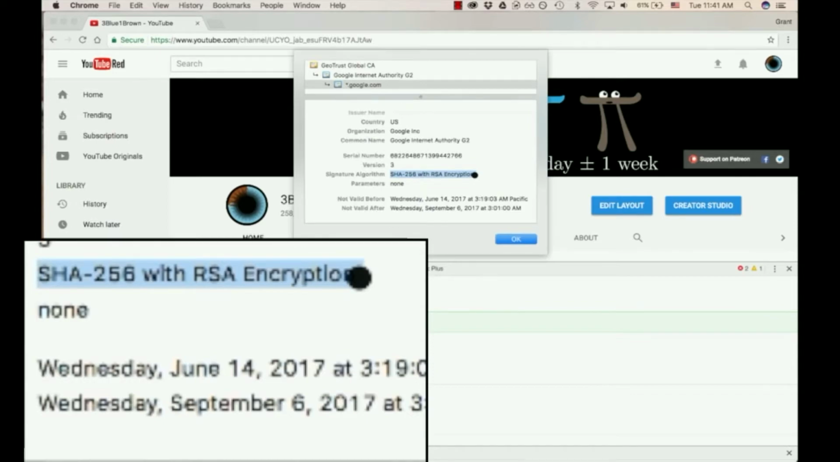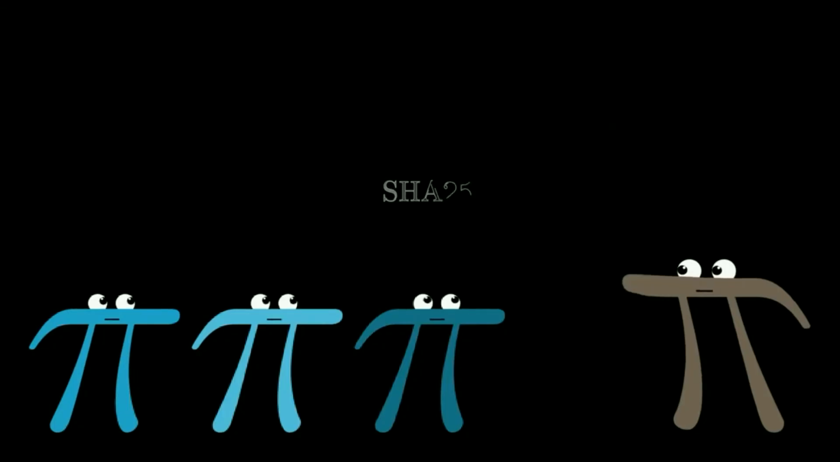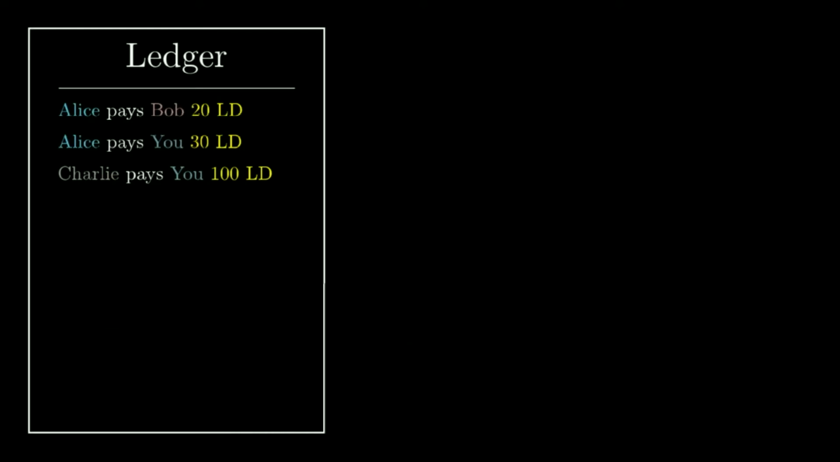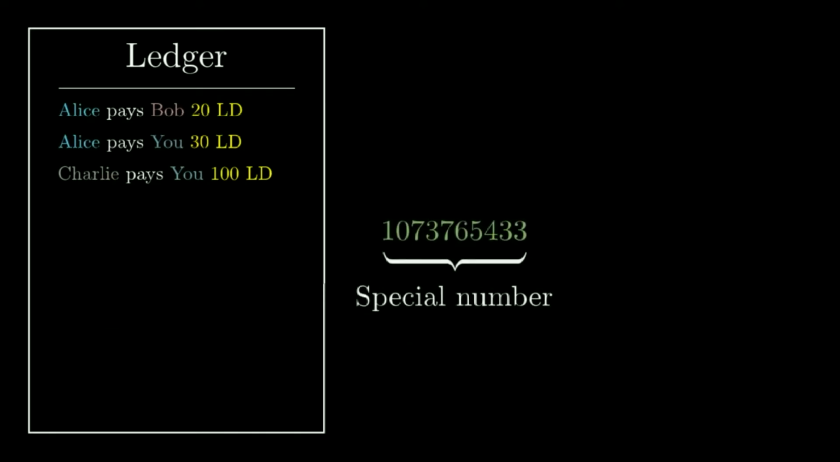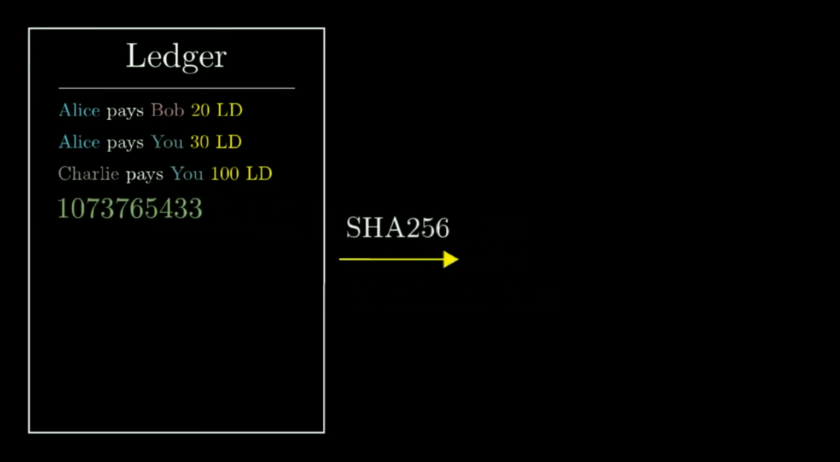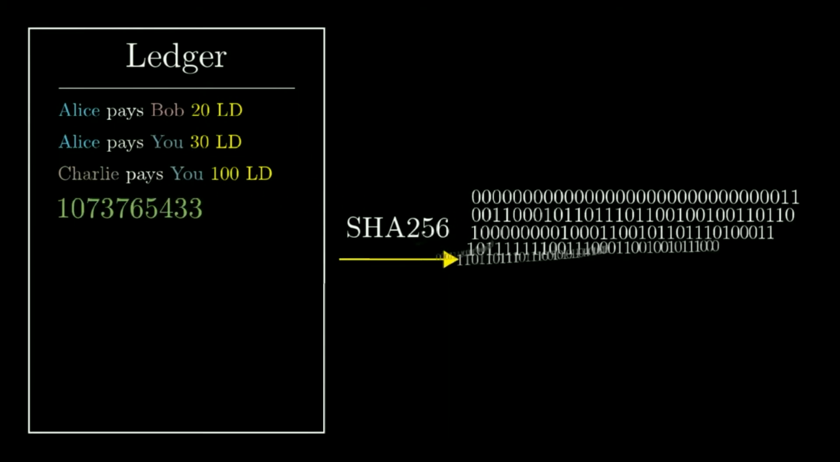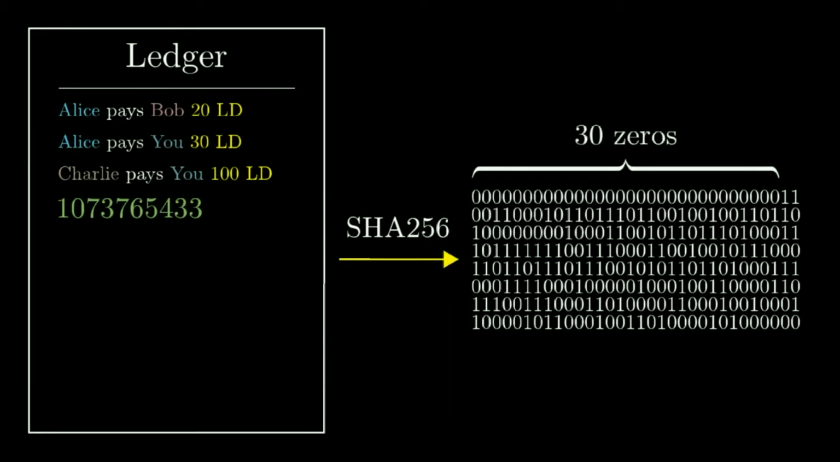For right now, our focus will just be on how such a function can prove that a particular list of transactions is associated with a large amount of computational effort. Imagine someone shows you a list of transactions, and they say, "Hey, I found a special number so that when you put that number at the end of this list of transactions and apply SHA-256 to the entire thing, the first 30 bits of that output are all zeros."